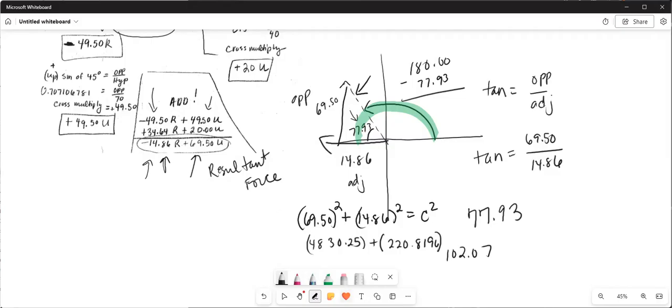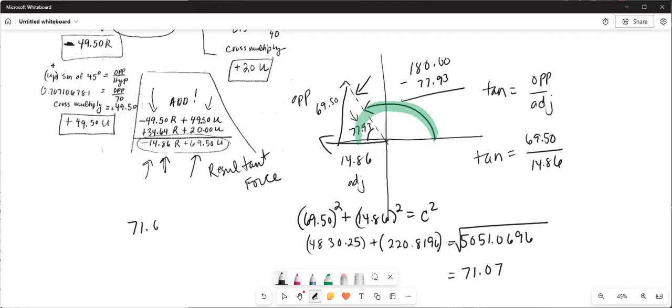which I'm going to do this. Oh, wait, no, I'm sorry. Pretty cool. 5,051.06. Yes. So it should be 5,051.0696. Then you take the square root of that, which if it's still in your calculator, you can just hit the square root button. And that gives you 71.07. So that's the distance. So your polar coordinate is going to be 71.07 at 102.07, which was what we got for the angle between here and here.